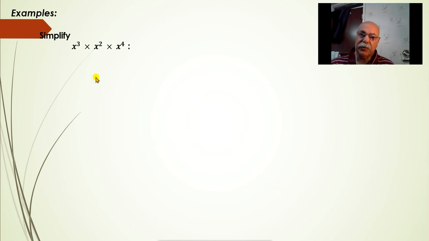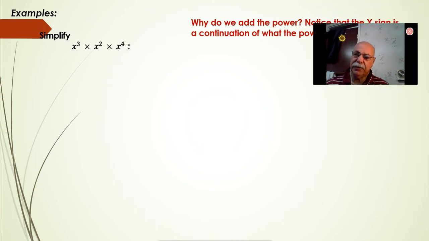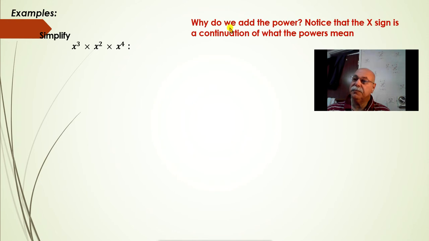Now we will solve it according to the rule which says: why do we add the power? Notice that the multiplication sign between the same terms is the condition for what the power means. The first rule says that when the bases are the same in multiplication, we add the powers. Rule 1 says you must add the powers when the sign is multiply with the same item. Please pay attention to this notice.